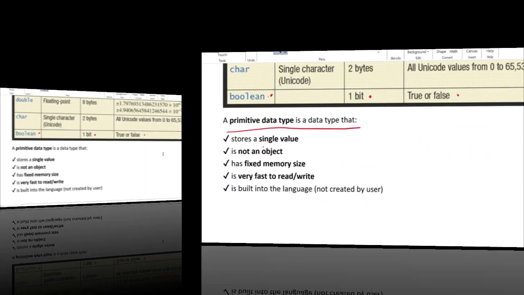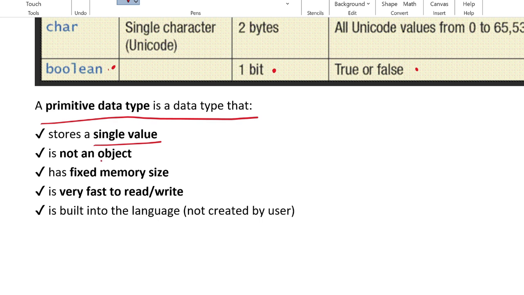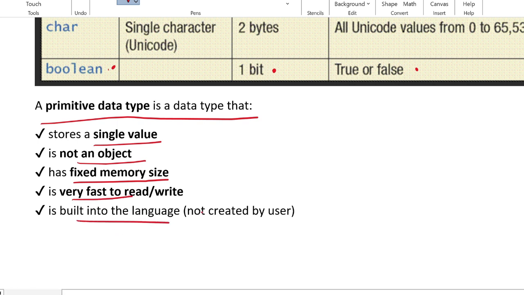So a primitive data type is a data type which stores a single value, is not an object, has a fixed memory size, is very fast to read or write, and is built into the language, not created by the user.